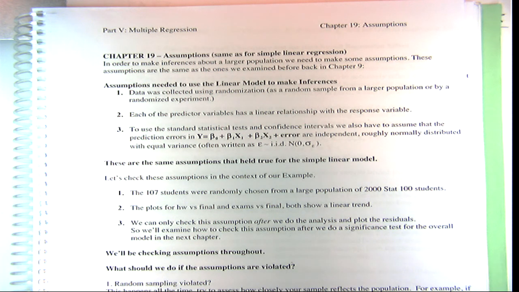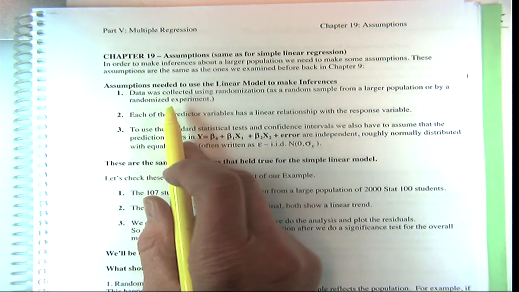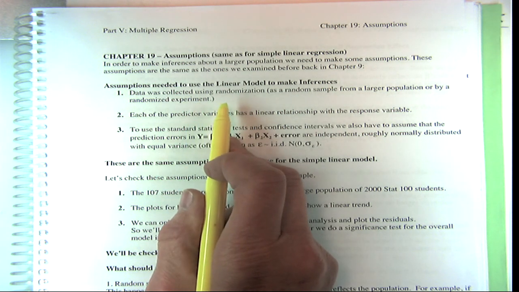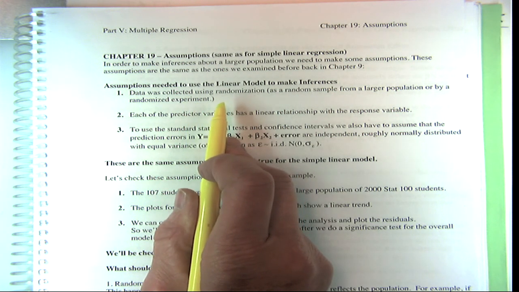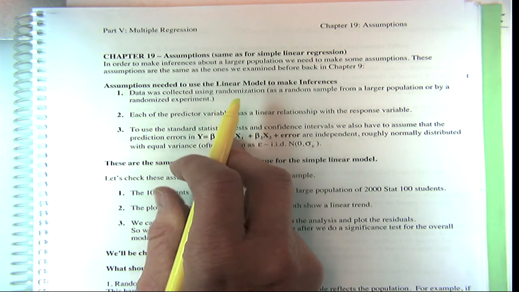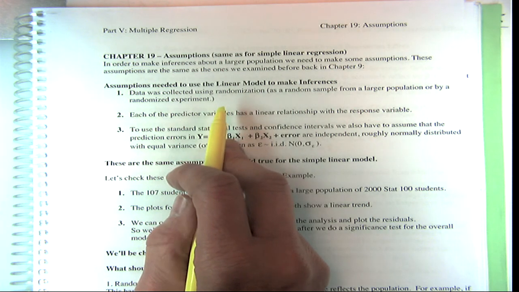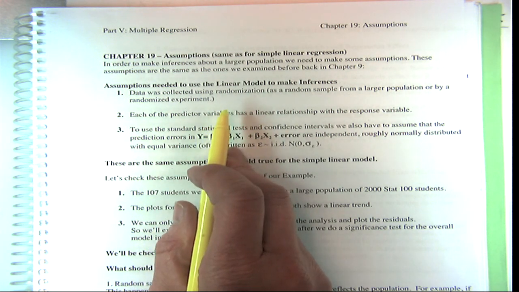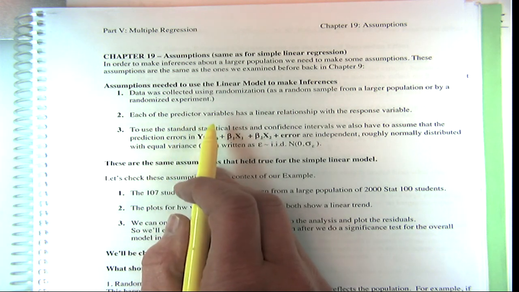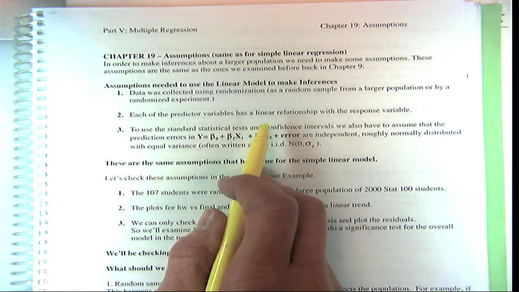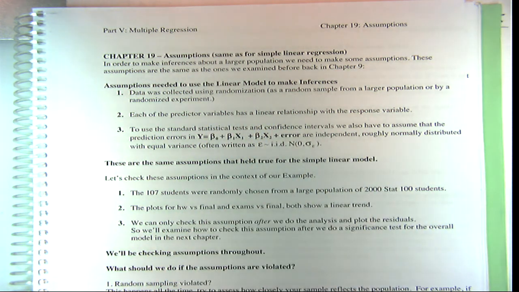The data has to have been collected using some randomization, either through a randomized experiment or through random sampling from a larger population. Or that's how we're modeling it, so we have to think about what that means. Then each of the predictor variables has to have a linear relation with the response variable. Each of them should have a linear relationship.